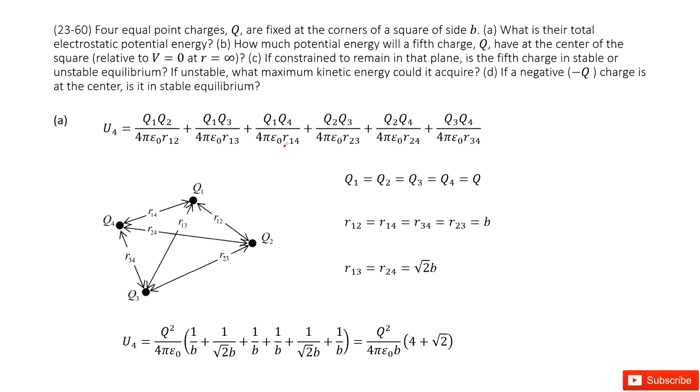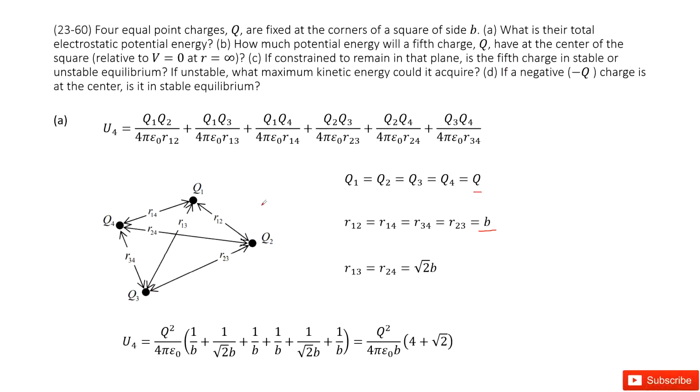Let's look at problem 60 in chapter 23. Chapter 23 is about electric potentials. There you can see we have four equal point charges Q: Q1, Q2, Q3, Q4 equal Q, right? They are fixed at the corners of a square. The side length is b. So this tells us R12, R14, R34, R23 are b. We are asked to find their total electrical potential energy.